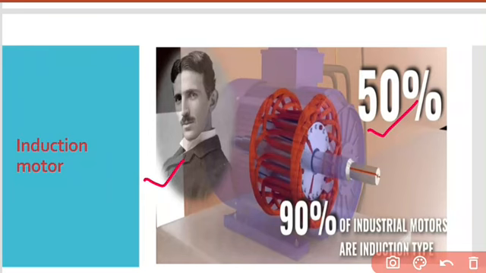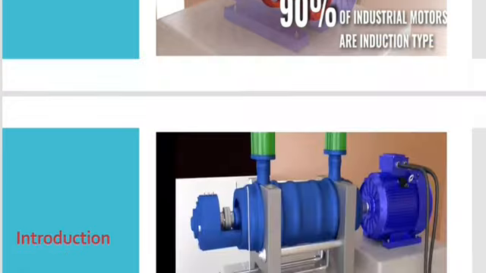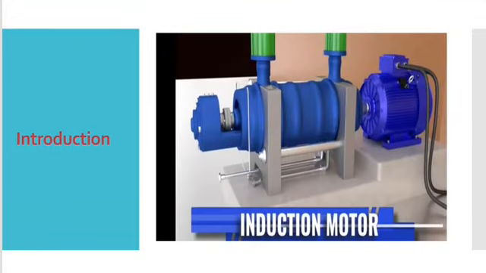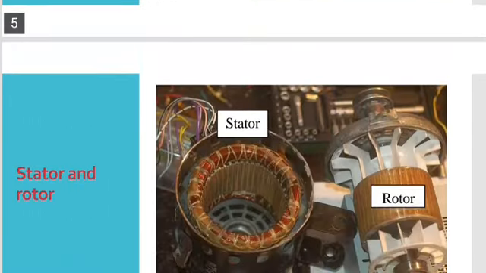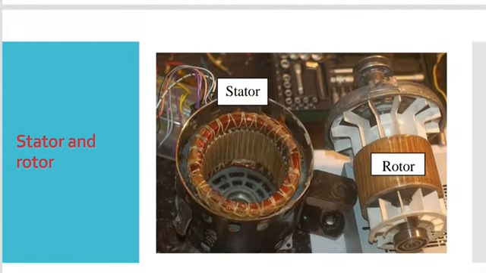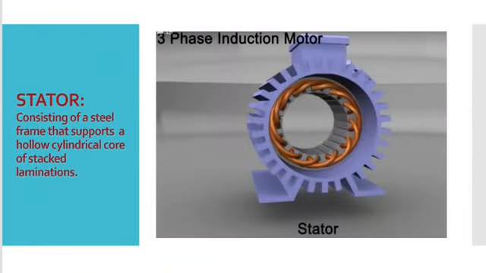In the induction motor there are mainly two parts. That is how the induction motor is connected in industry for several applications. There is one stator part and another one is the rotor part. These are the two main parts of the induction motor. The stator is basically a three coil winding.